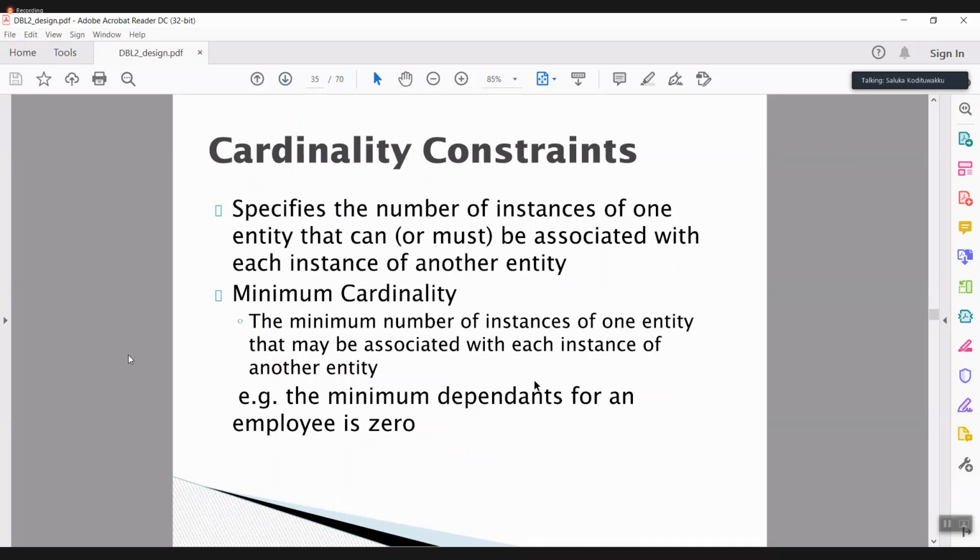The next one is the cardinality constraint, which specifies the number of instances of one entity that can be associated with that particular relationship. The minimum cardinality is the minimum number of instances of one entity that may be associated with an instance of another entity. For example, in the one-to-one case, the maximum cardinality is 1. On either side there should be a 1.